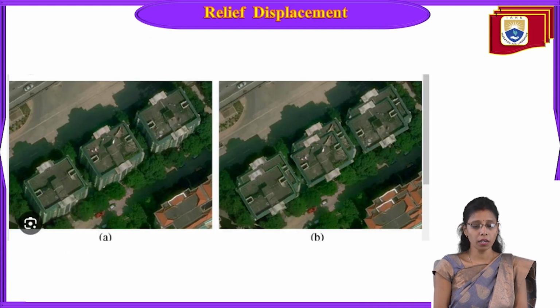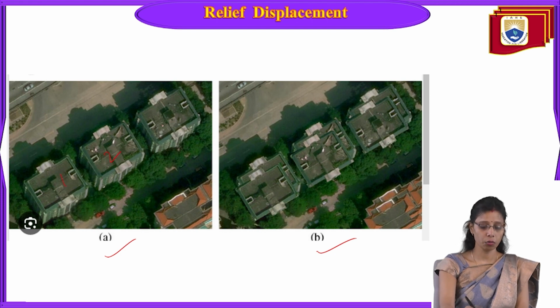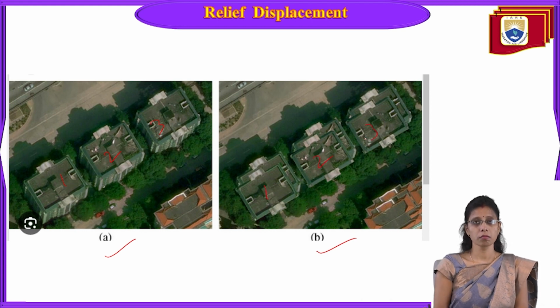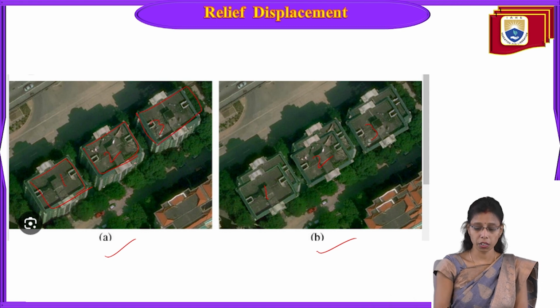Now let us understand with this photograph what exactly relief displacement is. We have two different photos here, photo A and photo B. Both are photos of the same area. You can see buildings 1, 2, 3 here, and here you can see the same buildings 1, 2, 3. Here you can see what the difference between these two is. This is the top of the building.